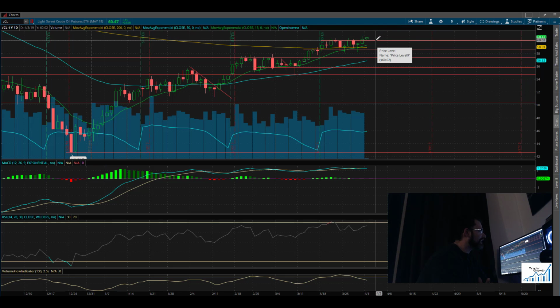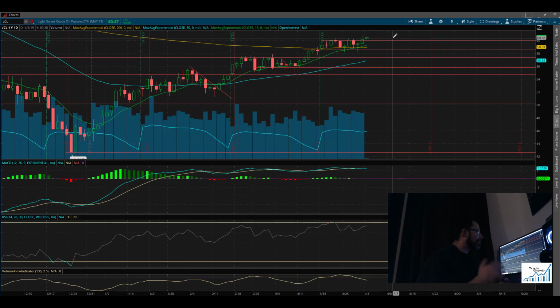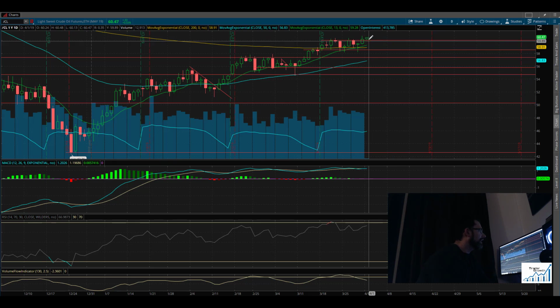As long as we stay above 60 and above these previous daily resistances, I really don't see any reason as to why this can't move higher. If we fail at a particular level, then we'll look to try and take some shorts. But for now, I say remain bullish. We're incredibly bullish. We're above the 13 EMA on the daily. We're having this golden cross.